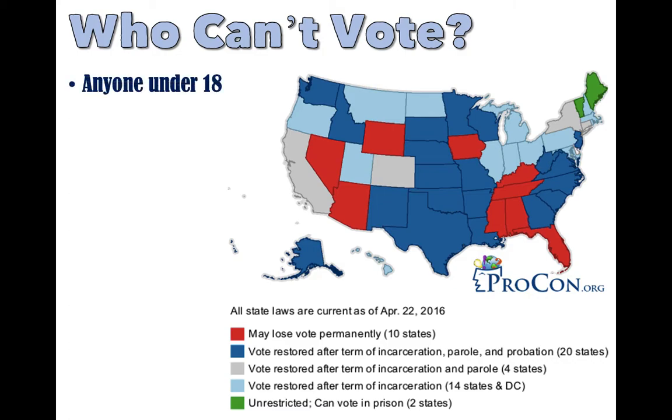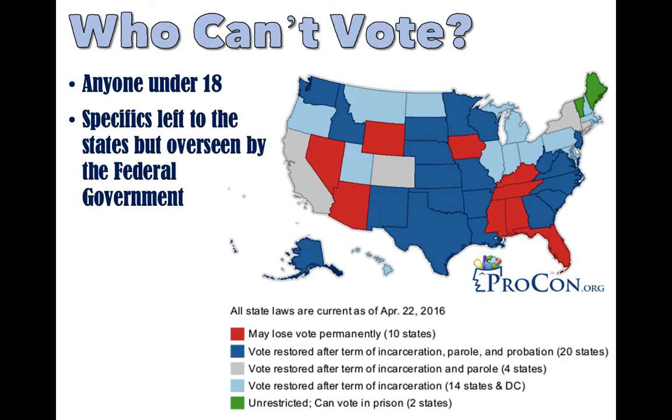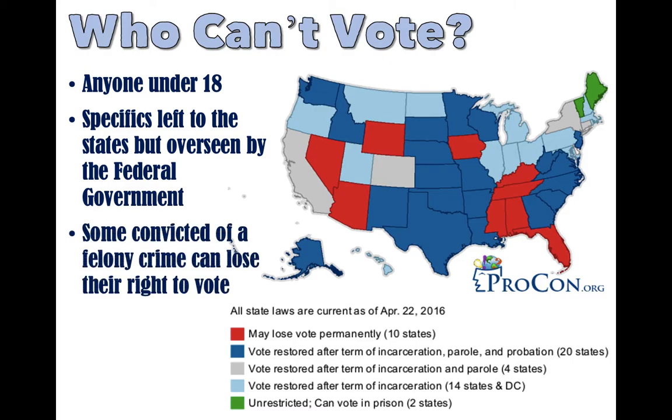So who can not vote? And this will be our last slide today. So anyone under the 18 years old. So once you turn 18, you're able to vote, but until that point, you are unable to. Specifics left to the states, but overseen by the federal government. And what that's referring to is, for example, if you're a convicted felon.